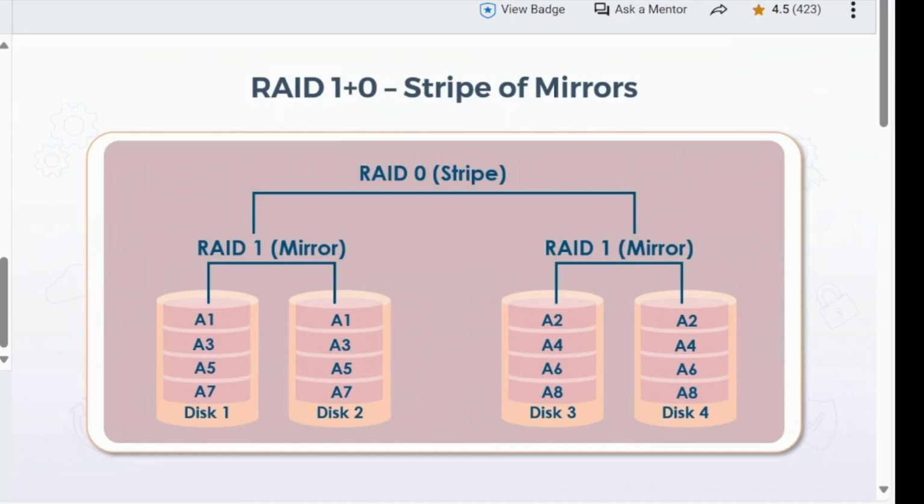So now we get the performance benefit of striping with the redundancy benefits of mirroring. And in fact, I should also point out that when you use RAID 1 plus 0, you can survive the loss of two disks, because if I were to lose, let's say, disk 1 and disk 3, I have identical copies of both of those.